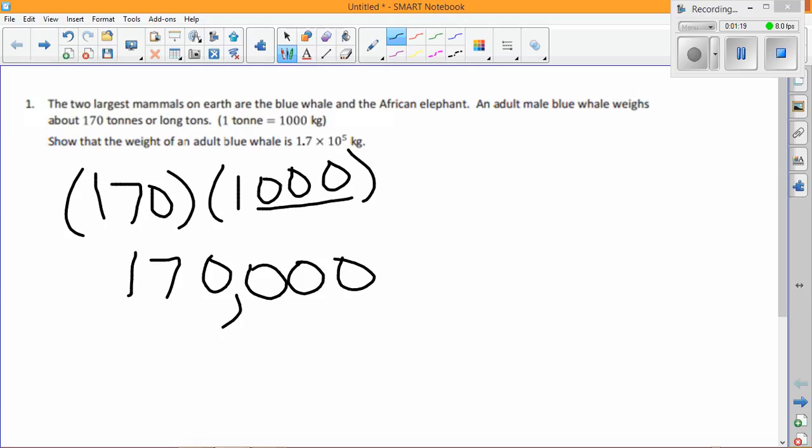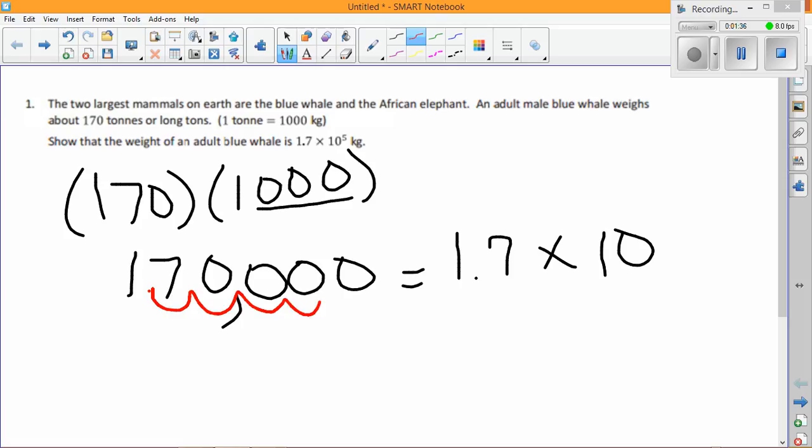And to write that in scientific notation, we would make it a number between 1 and 10, which is 1.7. And then to find the power of 10, we simply move the decimal from where we put it to the end of the number. 1, 2, 3, 4, 5. So since we moved it 5 places, it's going to be 1.7 times 10 to the 5th. And we've done what the question asks us.